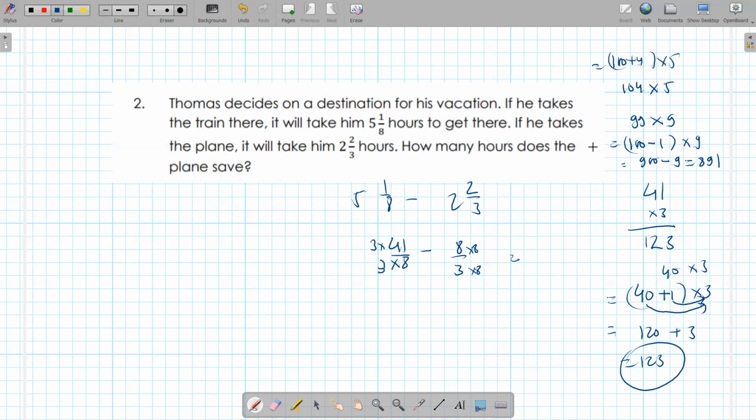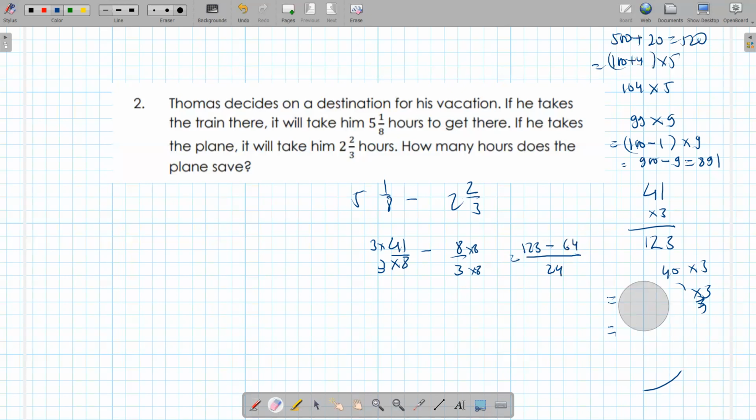What's next? 100 times 5 would be 500. And 4 times 5 is 20. There you go. So it's 520. That's how you can do it. So we know 41 times 3 is 123. What's 8 times 8? 64, right? Now what's 123 minus 64?